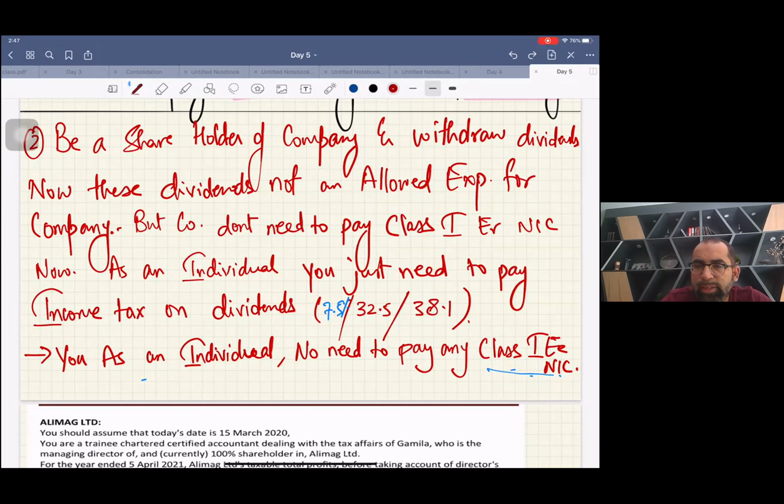And on dividend income, the tax rates are 7.5, 32.5, and 38.1. Remember, 7.5, 32.5, and 38.1, plus you will get the NRB of 2000. For dividend income, we all know there is an NRB of 2000.